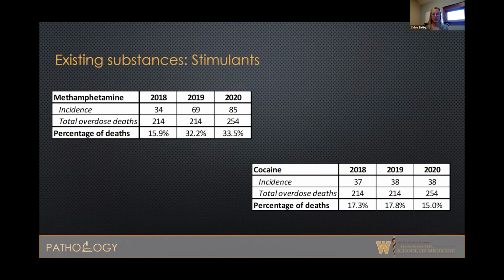Methamphetamine doubled from 2018 to 2019, where about 16% of deaths were due to methamphetamine in 2018, and almost 1/3 were due to methamphetamine in 2019 and 2020. Cocaine has declined just a couple percentages. Methamphetamine is something that we need to start tackling. The doubling from 2018 to 19 is startling, and it's further exemplified in the substance combinations that we'll talk about.